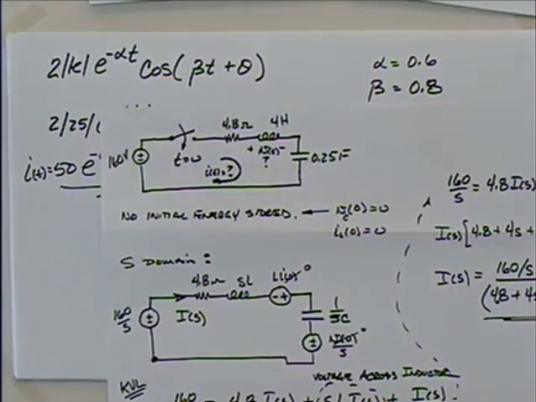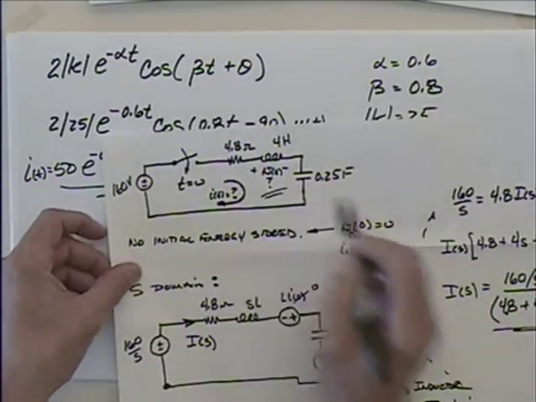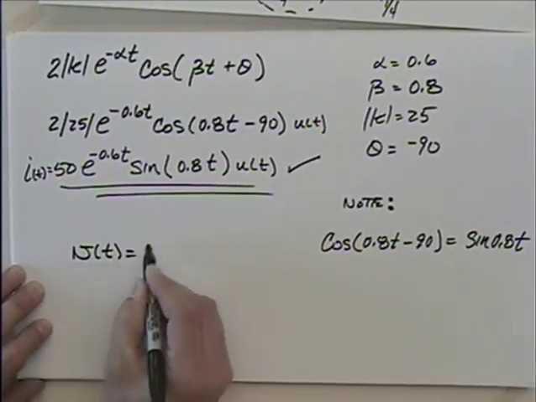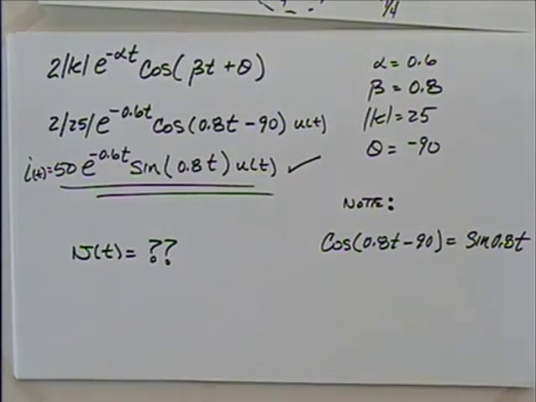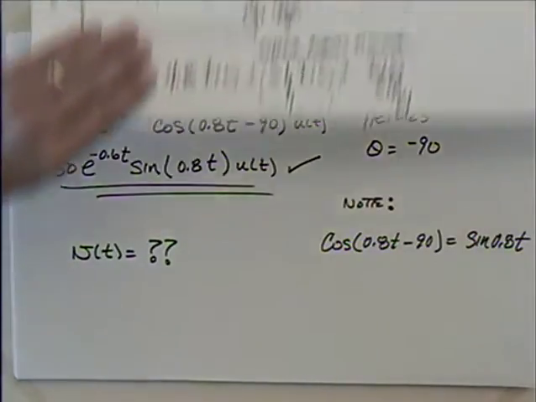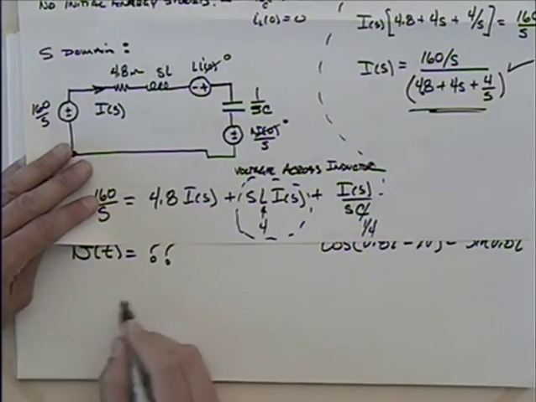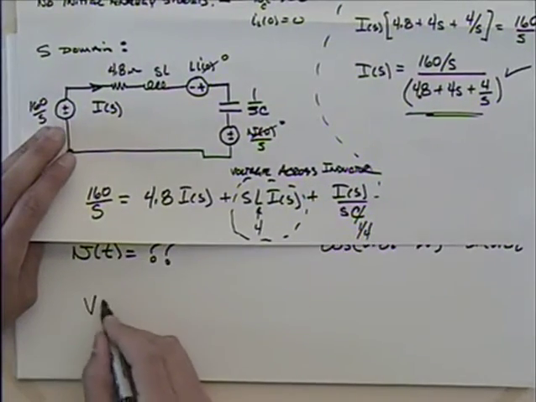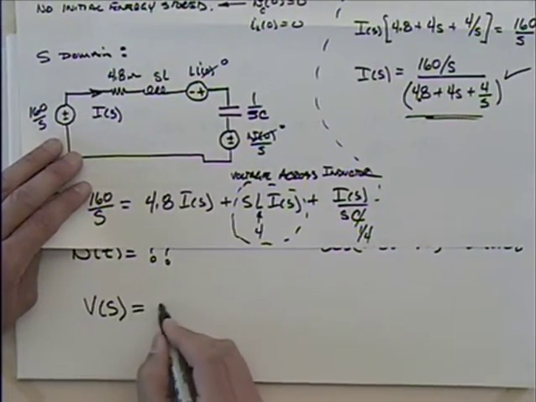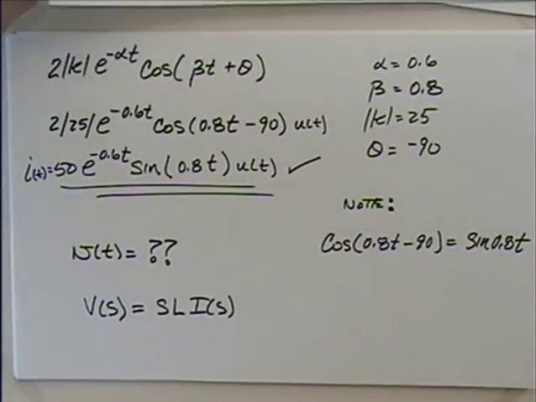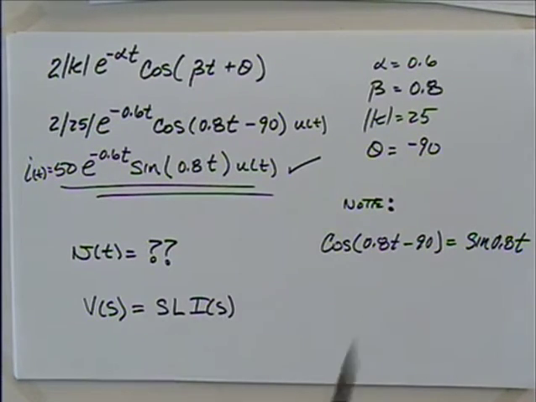Well, that's only half the problem. We're still looking for what? V of t, aren't we? So we're still looking for V of t. And there's a couple different ways to do it. We have I of s, so we could pursue this way, because we know that V in the S domain is going to be equal to S times L times I of S. We have I of S. That was just before we did the inverse Laplace transform.